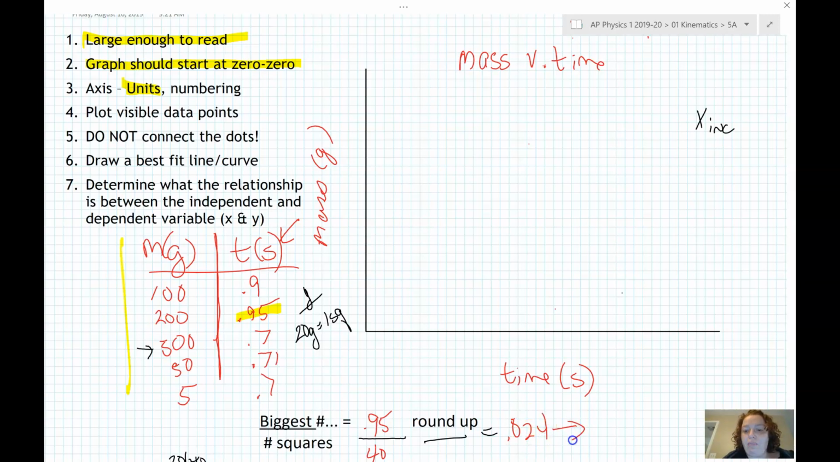And so we're going to round that up. I'm going to take that up to 0.025, just kind of what I was saying earlier. So on this x-axis then, we're going to say 0.025 seconds is equal to 1 square.